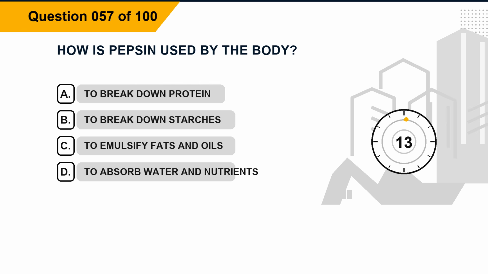Question 57. How is pepsin used by the body? Option A, to break down protein. Option B, to break down starches. Option C, to emulsify fats and oils. Option D, to absorb water and nutrients.